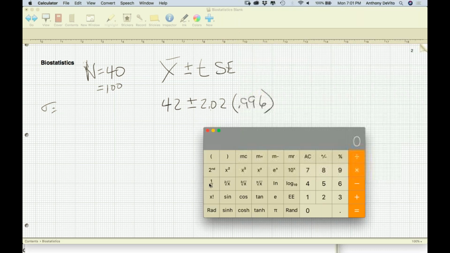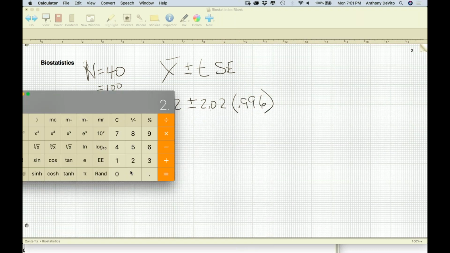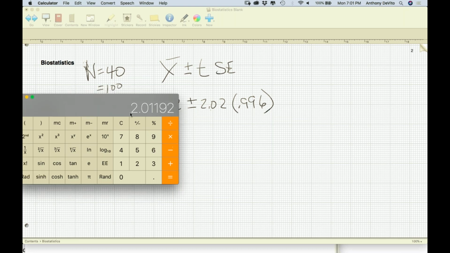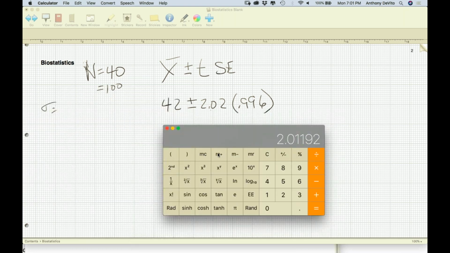Okay, so I have 2.02 times 0.996 equals, and I'm going to clear memory and put this into memory. Clear that out of there. So I'm going to take 42 minus my margin of error, which I've just calculated, and that's going to be equal to 39.9899 actually, right?